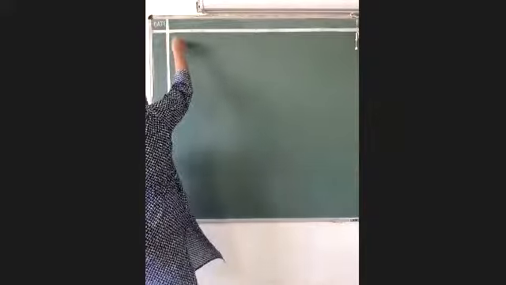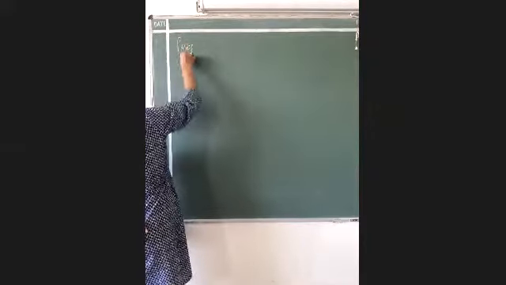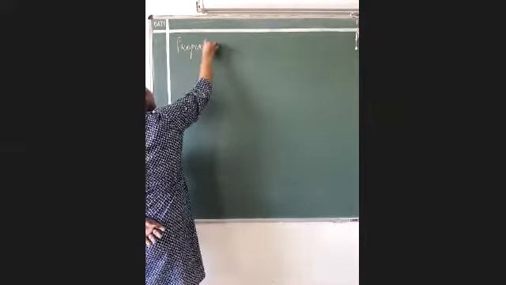Students, if you remember, in our last class we discussed what a rational number is, what an additive inverse is, what a natural number is, what an integer is, and so on. Today we will discuss the properties related to rational numbers. So let us write down the heading first in your copy.